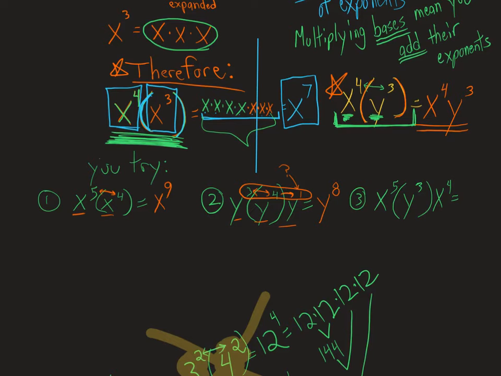Last one, I tried to throw a curveball at you. That y is not common, but the other 2 are. So I could put those together. That's going to be an x to the 9th. Just add the 5 and the 4. And I've got to leave the y separate because he can't combine. He just sits on the end. All right, let's move on.